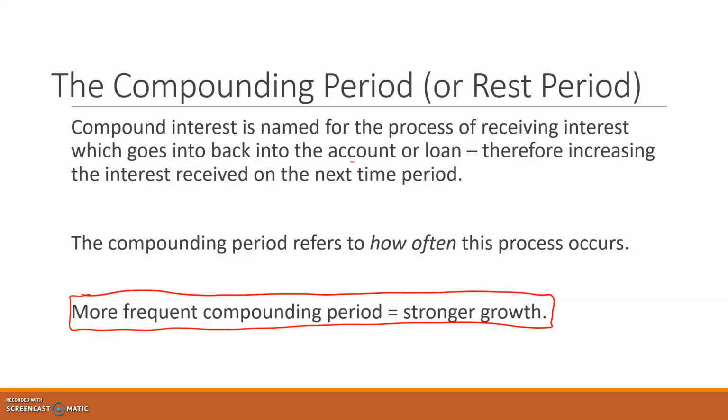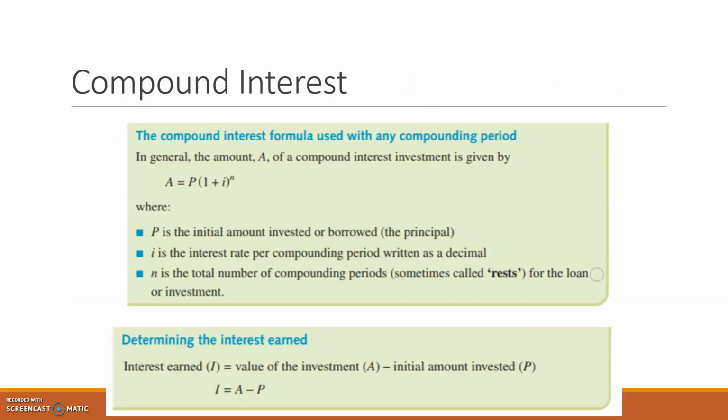Let's see now how we actually calculate with compound interest and how the compounding period affects that as well. So this here is our formula for compound interest. A equals P(1 + I)^n. Now what all the letters refer to here is A is the final amount. So this formula is actually calculating the final amount of money after interest has been added to the account over all of the years or months that we're talking about.